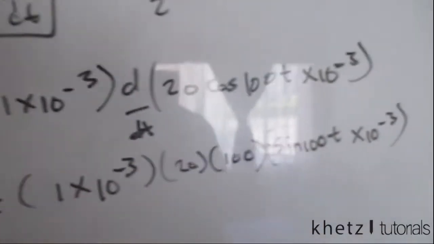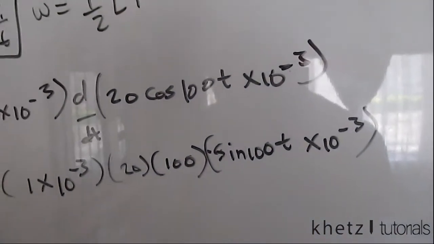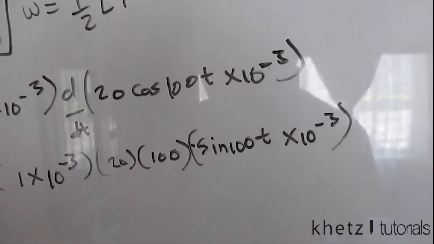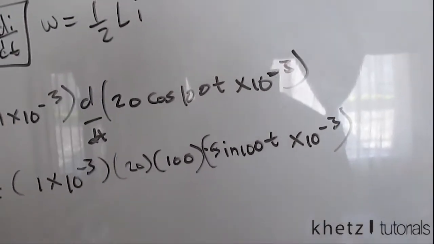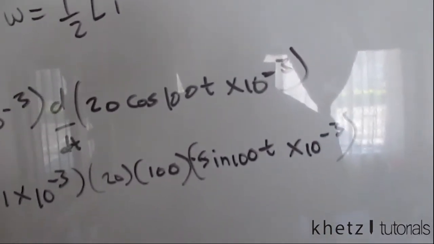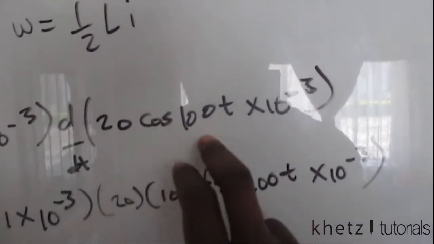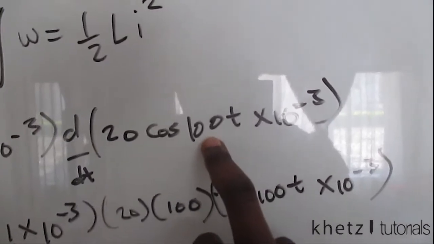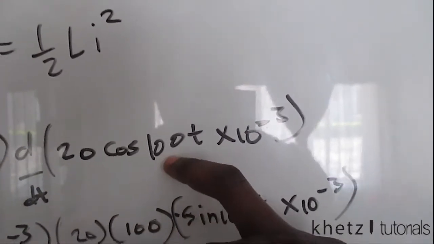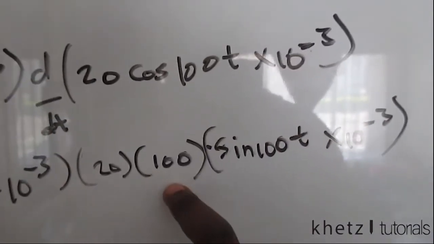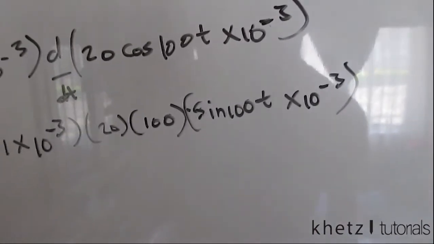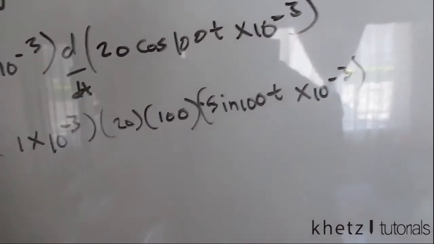I'm just trying to remember what this is called. It has to do with differentiating a function inside a function. As you can see, this is 100t, which is inside another function, cos. Differentiating this by itself will give you this 100, which we took out. I just forgot what it's called, but it doesn't really matter. As long as you do it correctly, you'll be fine.